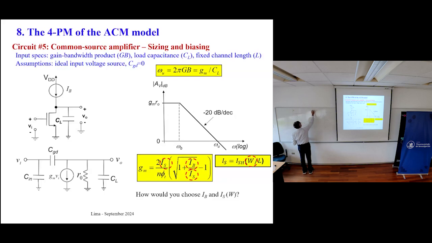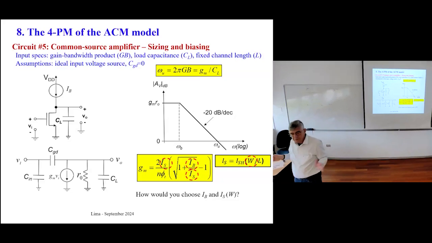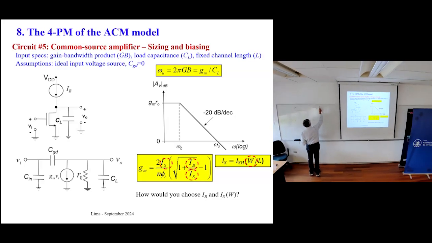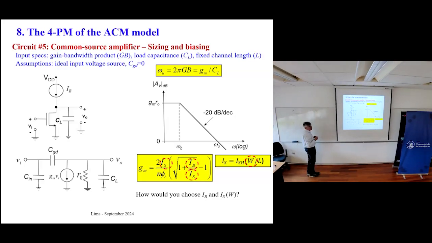Well, this is a technology factor. I cannot change it. It's almost constant. But I can change W and L. In our example, I'm going to assume that L is a constant. I cannot change it. For some reason, I cannot change the channel length. Then W is the variable that I can choose.